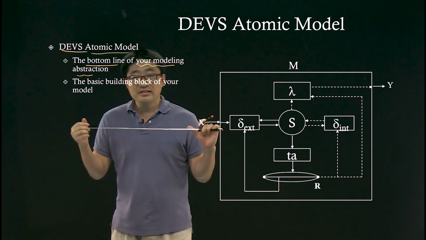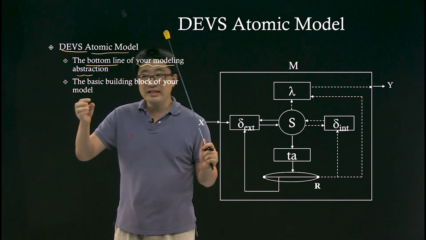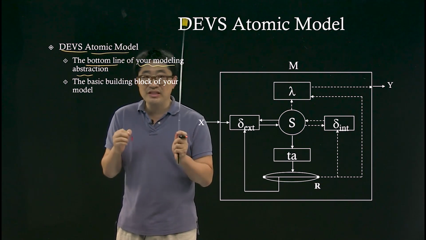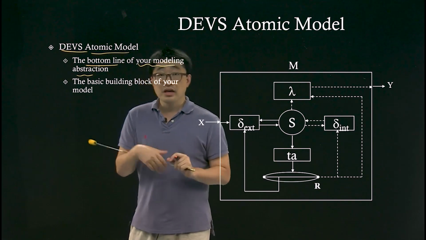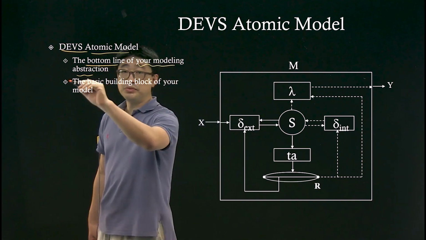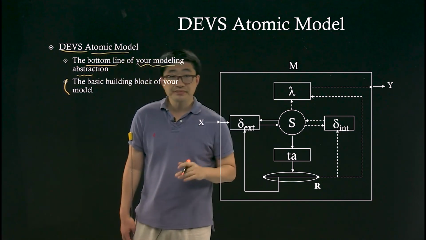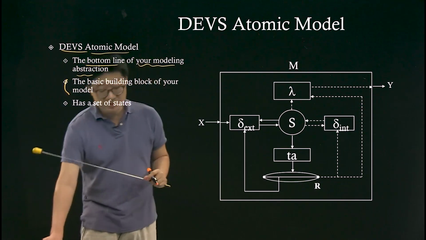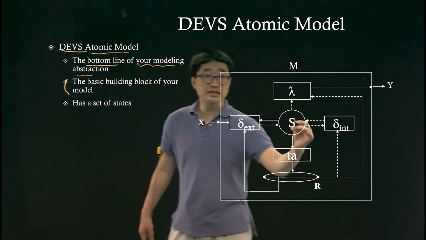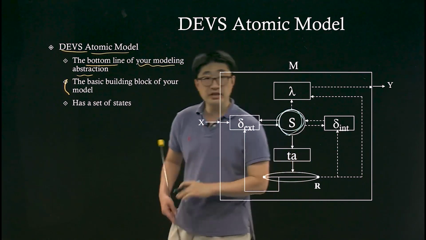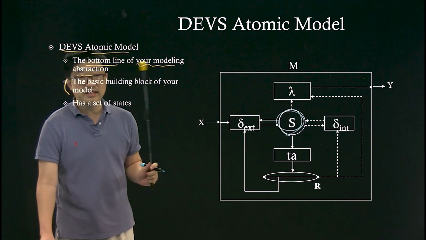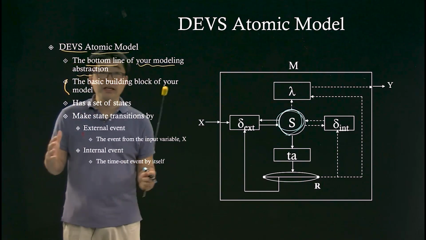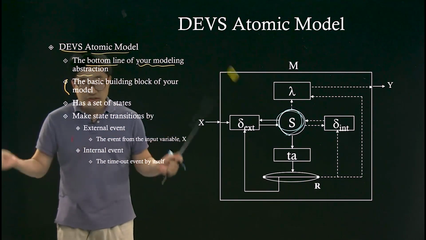And this is it. This DEVS atomic model is a state transition model that is not going to be divisible any further within your modeling framework. So this is going to be the basic building block of your model. Here is a set of states, which is defined as S. Once we define the state, we have to define its transition.